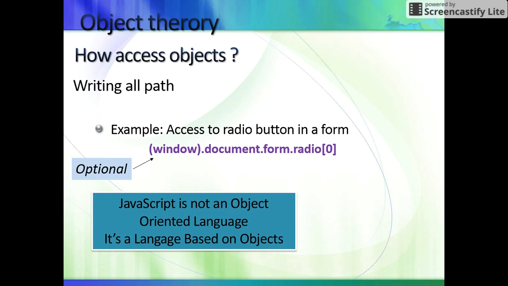In order to access objects, we should write all the path. For example, to access a radio button in a form, we should write all the path from the beginning of the hierarchy to the radio button. All objects are separated by a point, and the window object is optional because browsers take the current window by default. JavaScript is not an object-oriented language, it's a language based on objects, which is different.